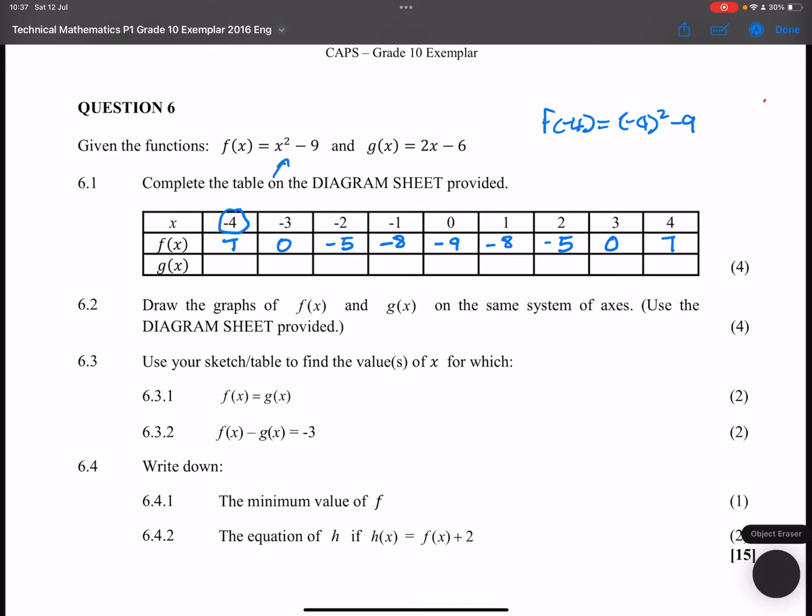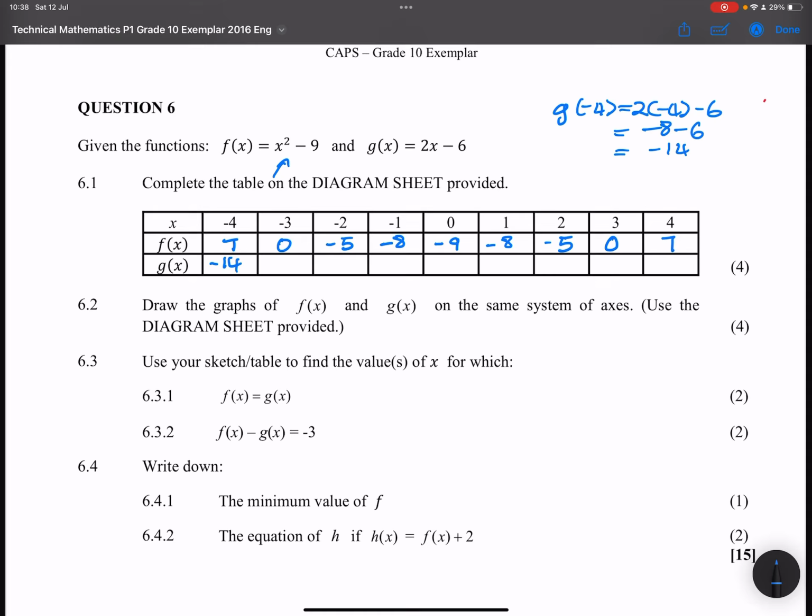All right, and we can do the same for g of x. If we take the equation for g of x, we've got g of negative 4. That's 2 times negative 4 minus 6. By the way, there is another way in which you could do this on your calculator, and I'm going to show you that. But to do it from first principles, that's going to be minus 8 minus 6, and we know that this will give us negative 14.